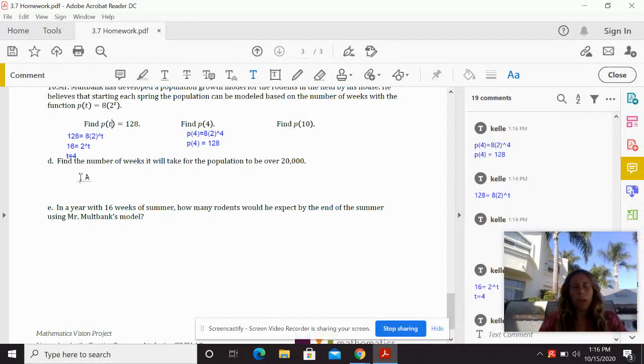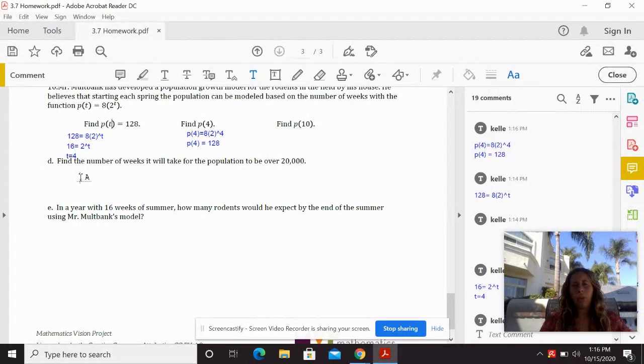So what you do, I want to know when the population will be over 20,000. So I'm going to have 20,000, and it's going to be equal to, I'm substituting in 20,000 for P of T. Then just rewrite the equation, 8 times 2 raised to the T.